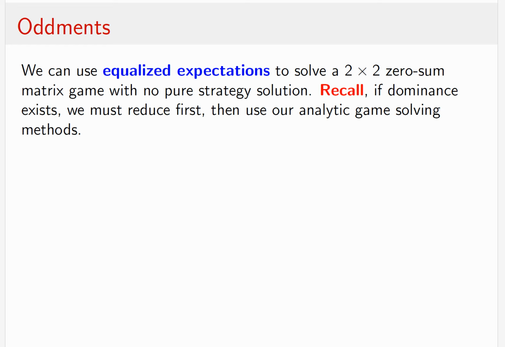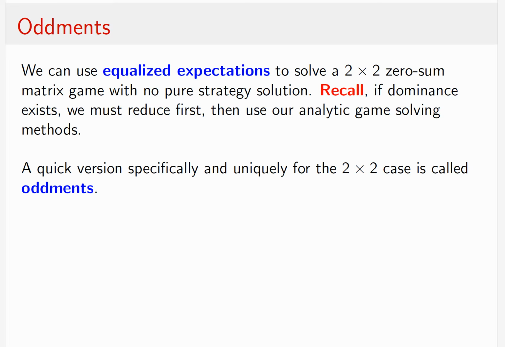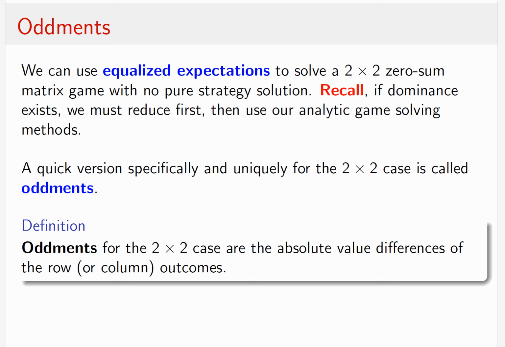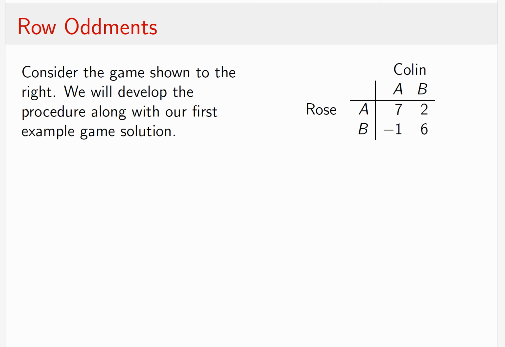It's what we do. Equalized expectations, what we do when we have a 2 by 2 matrix game, two active strategies, or 3 by 3, we have three active strategies, when it reduces by dominance, perhaps, but not all the way to a pure strategy solution. But if it reduces to 2 by 2, we can use oddments, all right? And the oddments are actually just the absolute value differences of the outcomes in the rows or the outcomes in the columns, but we use those oddments to make the optimal strategy proportions.